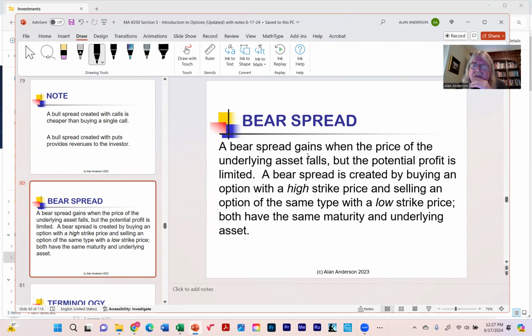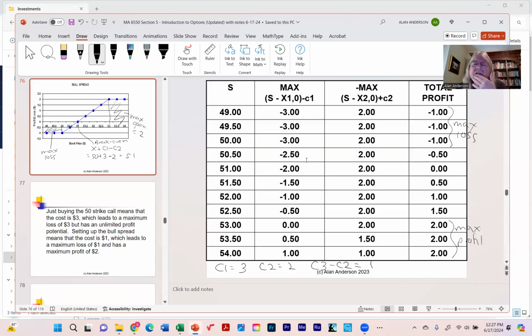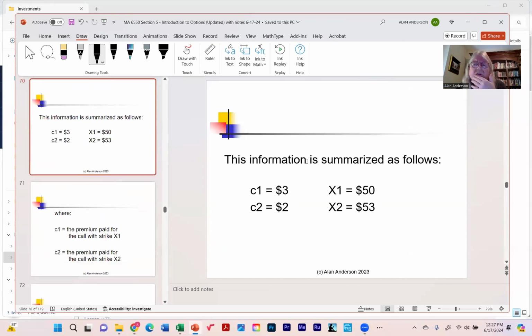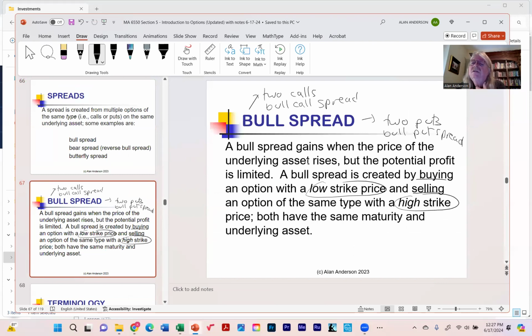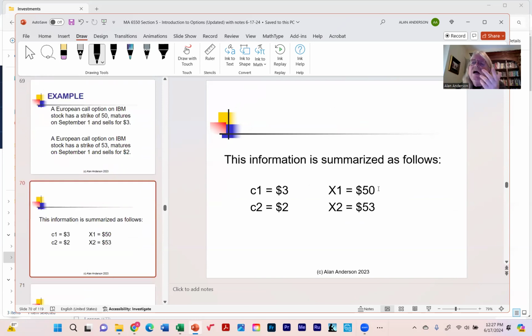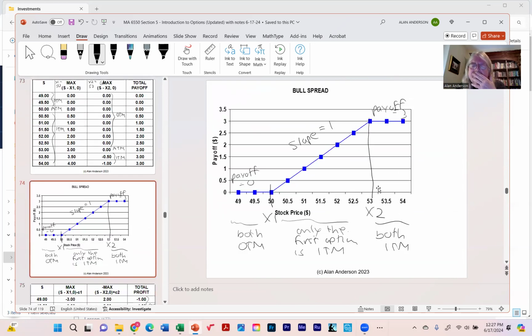Now, a bear spread, as the name suggests, is the reverse of the bull spread. I did mention up here that the word reverse, by the way, in this context means you're changing the signs. So in other words, we're going to do the opposite of what you see here. We're going to buy the high strike option and sell the low strike option. Why? Okay, let's find out.